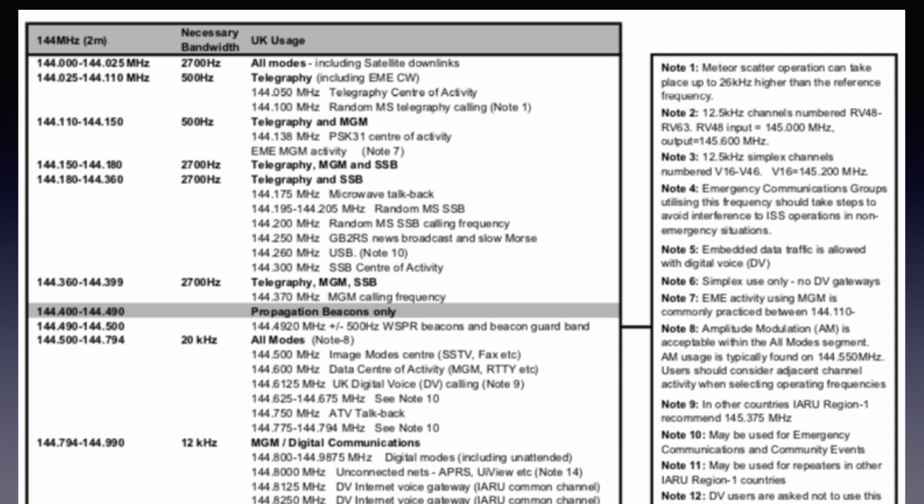So for example, 144.625 to 144.675 MHz says C note 10. And it says may be used for emergency communications and community events. So the notes to the band plans are part of what you may be examined on. But again, you don't have to remember them. You just have to identify the frequency, look it up and see what it says. And then remember, it's multi-choice, so just pick the right one.